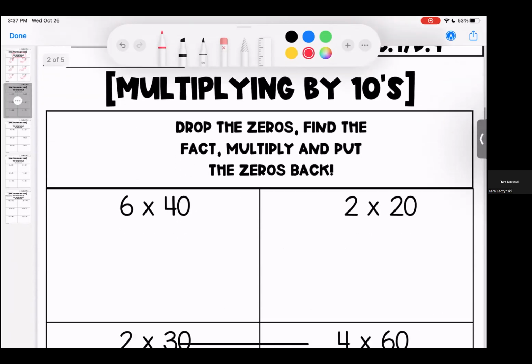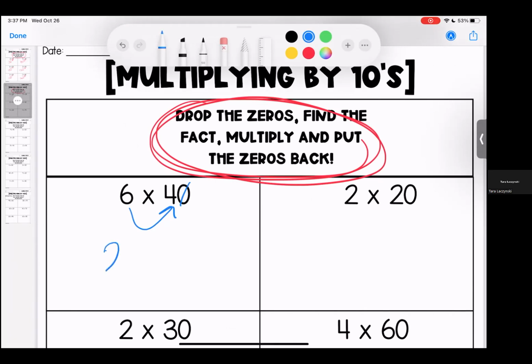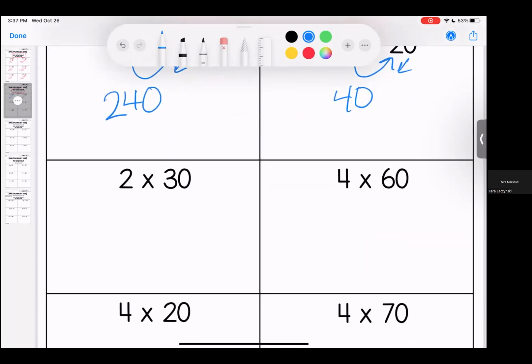If you're ready for your second page, here we go. Remember, when we're multiplying by tens, my loves, this is the most helpful, most important thing for us to remember. Drop your zero, find your fact, multiply. 6 times 4 is 24. Put your zero back. 6 times 40 is 240. 2 times 2 is 4. We have a zero. 2 times 20 is 40.